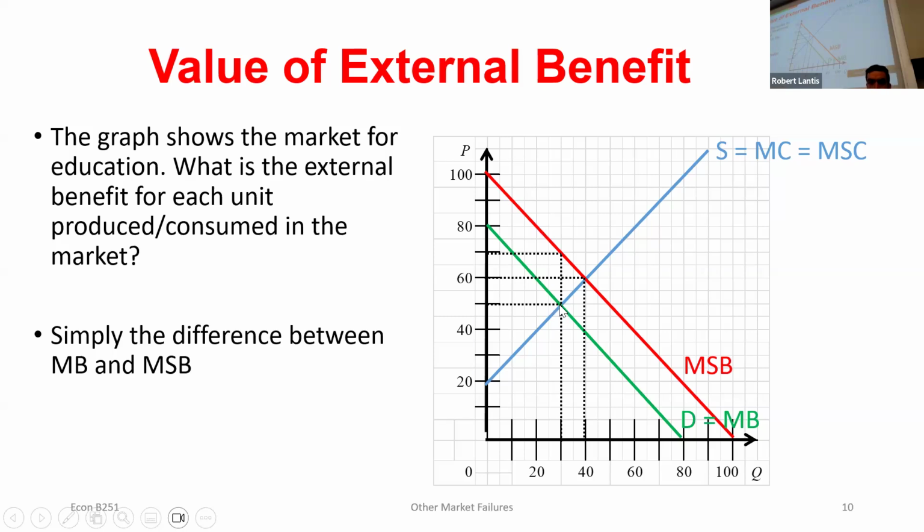So it looks like that would be 50, and society's marginal benefits at that quantity, 70. So the external benefit would just be $20. Now I can do this at any quantity.